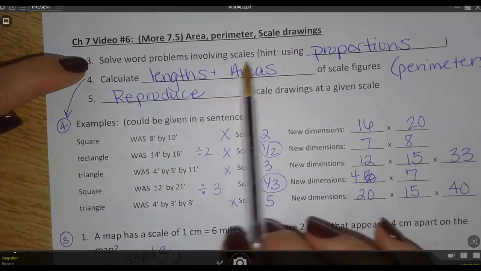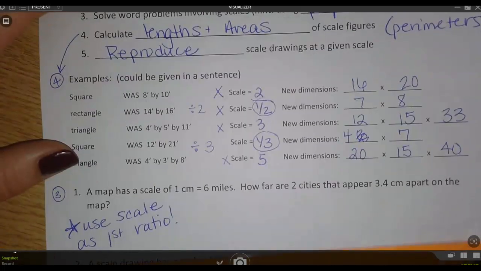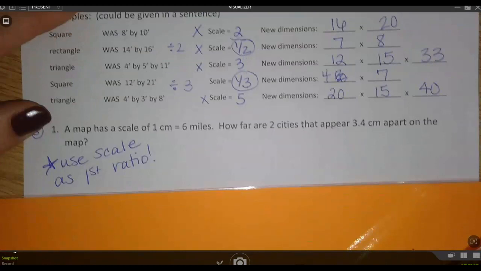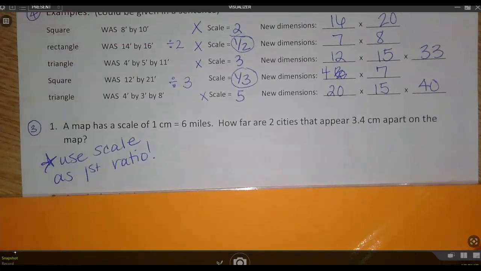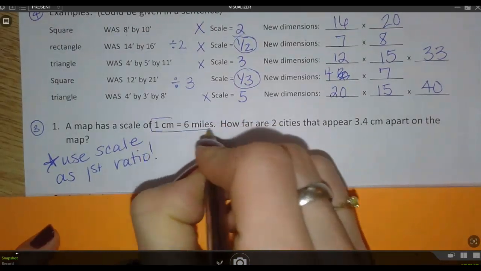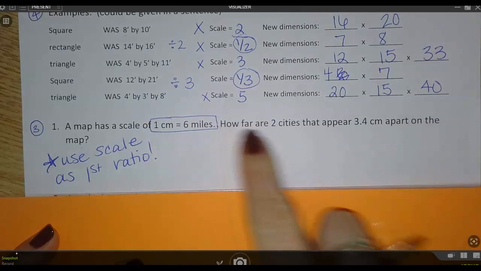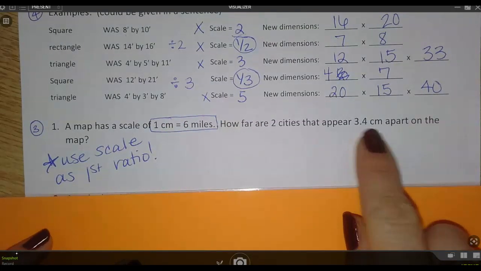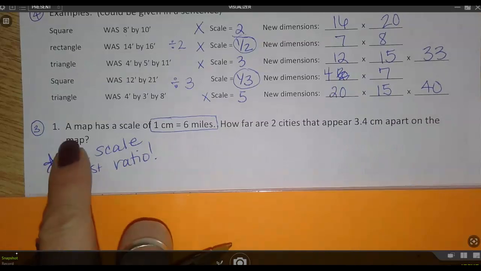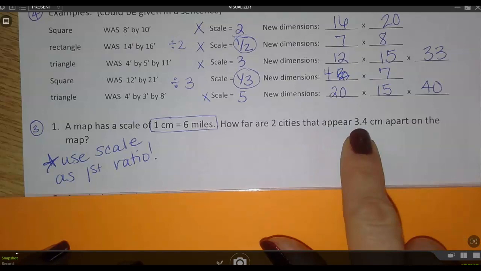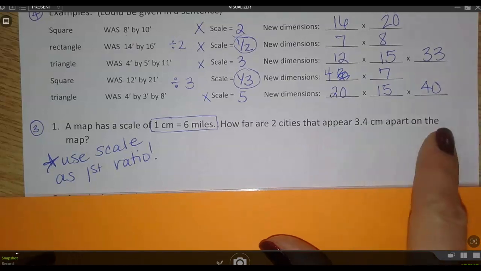Solving word problems involving scales, okay? So I want you to write down, here's our practice problem. A map has a scale of 1 centimeter equals 6 miles. That is the scale of the map. How far are the two cities apart that are 3.4 centimeters apart on the map? How far are they apart in real life if they appear 3.4 centimeters apart on the map?